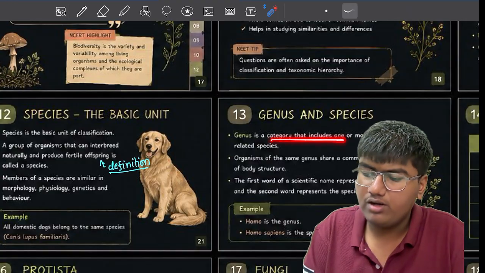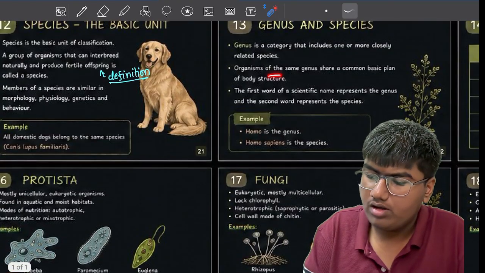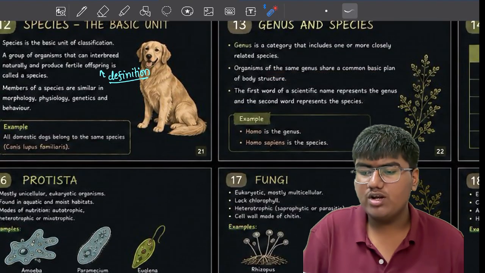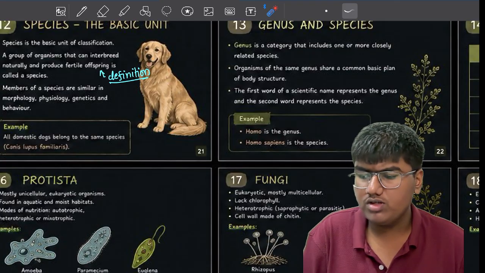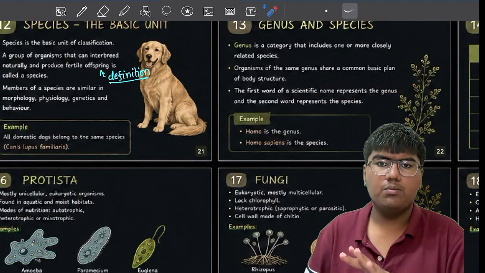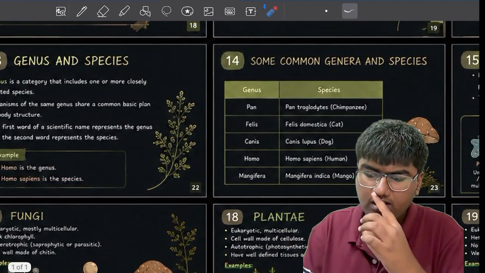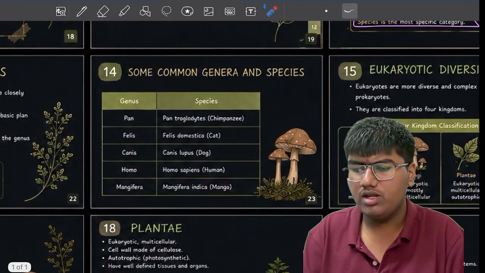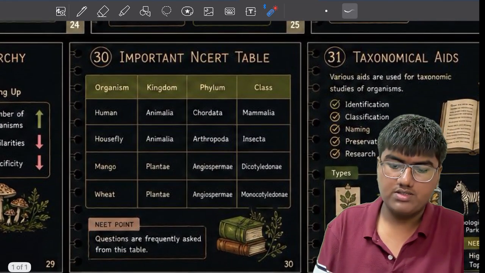Next, we'll come to genus here. Genus is a category that includes one or more closely related species. Organisms of the same genus share a common basic plan of body structure. The first word is the genus, the second is the species. Example: Homo is the genus, sapiens is the species. Here there are some more given, but we'll stick to the NCERT one. So the NCERT table we'll see here.